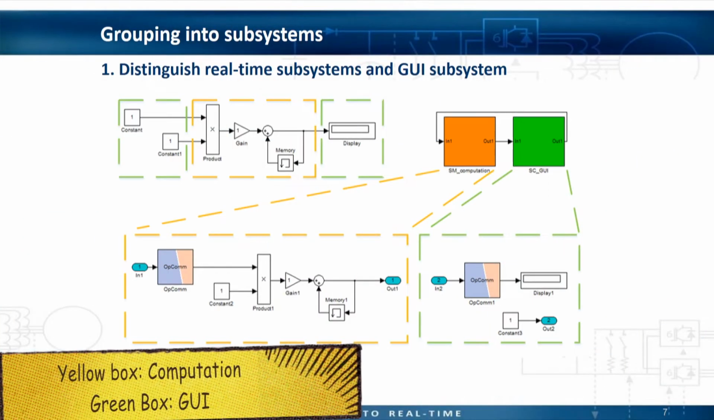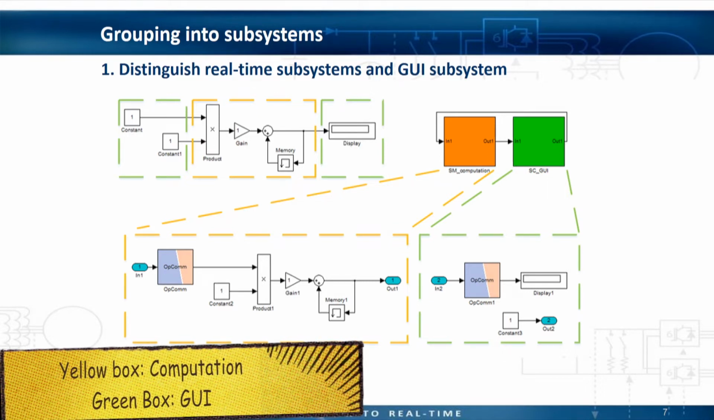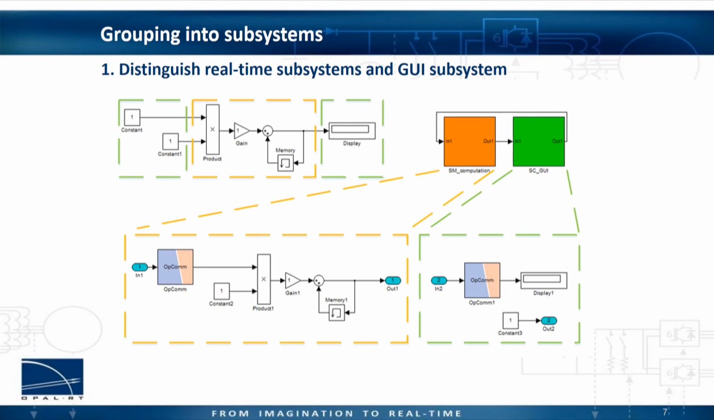So as you understood, there will be one computation and one GUI subsystem. Let us just take the GUI also into consideration as of now. Computation subsystem will comprise all the mathematical operations, and GUI will only comprise all the displays, results, or any parameter that we want to change during real-time execution. Now you will be seeing some new blocks over here. I'll be speaking about these blocks in the next slides.